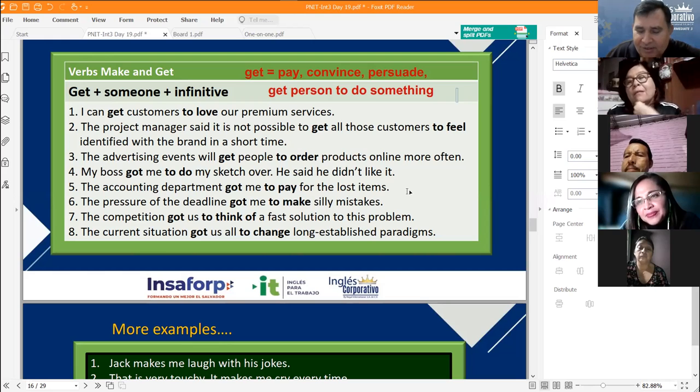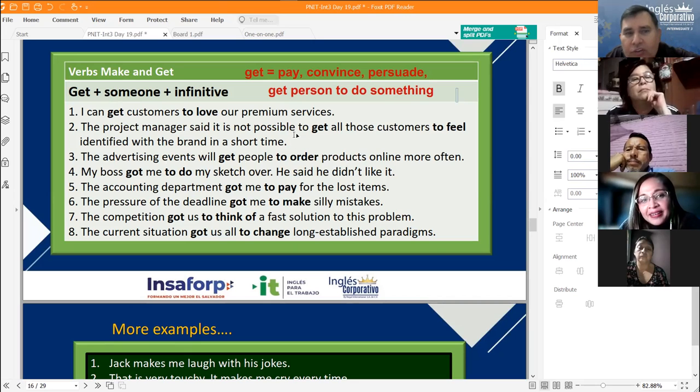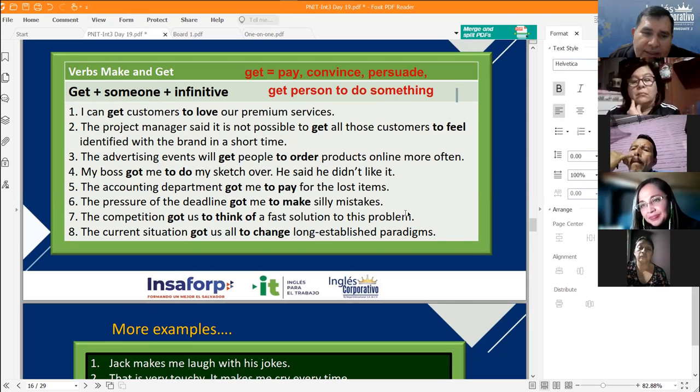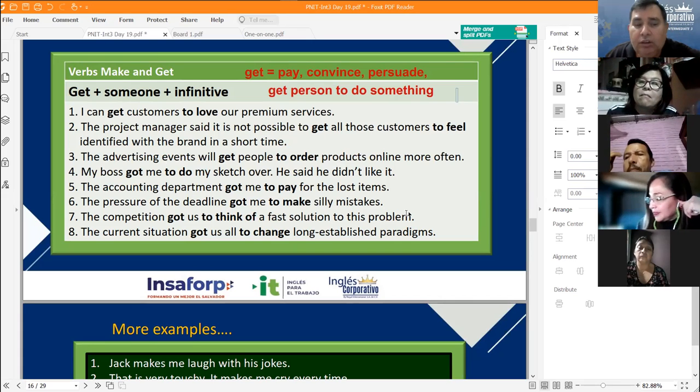In the second sentence, teacher, why is it used "to get"? To get all those customers to feel. Okay. Yes, because it's after an adjective. It is not possible to get. For example, when you use an adjective, you say like this, it's not possible to buy that product here. After adjectives, you use infinitives.